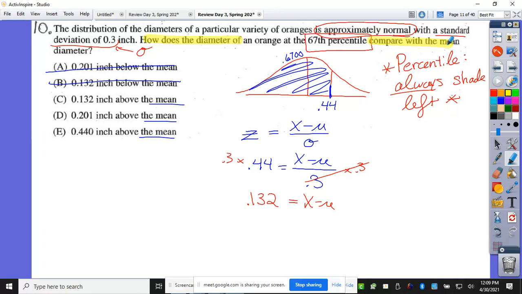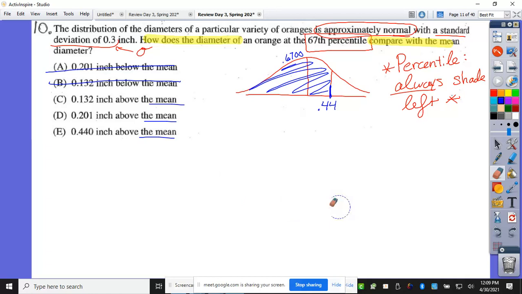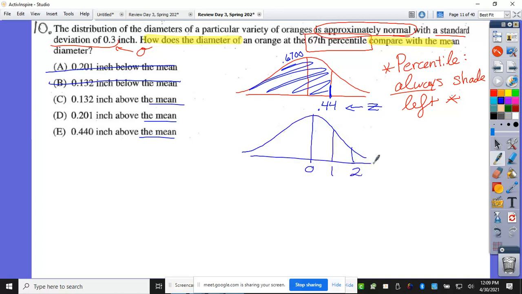So instead, the way I would think about it is, let's come back to what I drew up here. So this is a Z value. Let's think about it like this. So this is 0, this is 1, this is 2. Where does that fall? Somewhere between what? This falls between 0 and 1, right? You with me on that? 0.44 falls between 0 and 1.